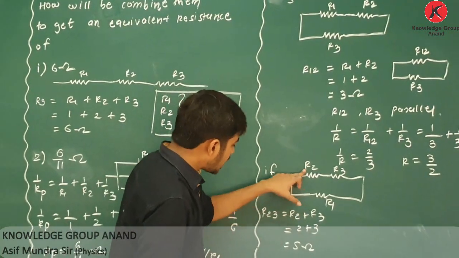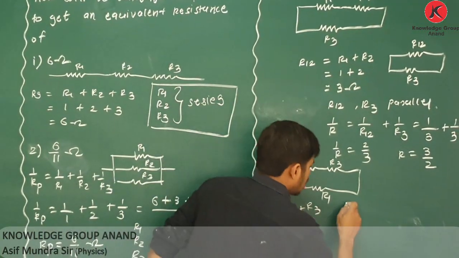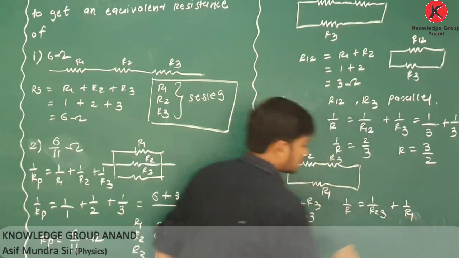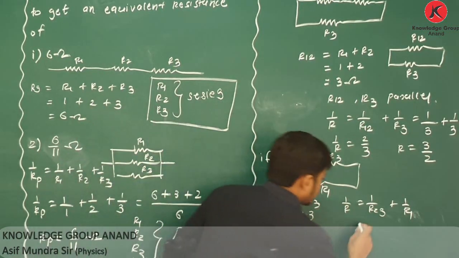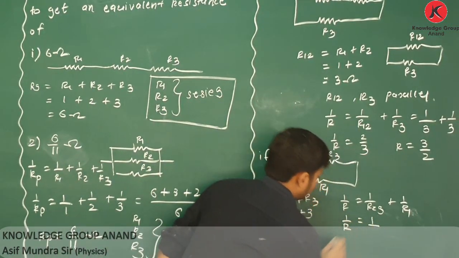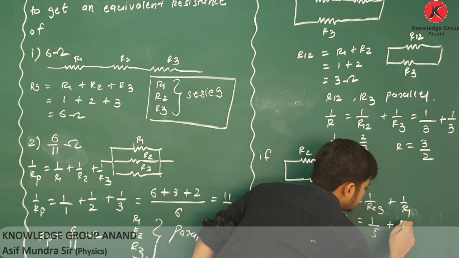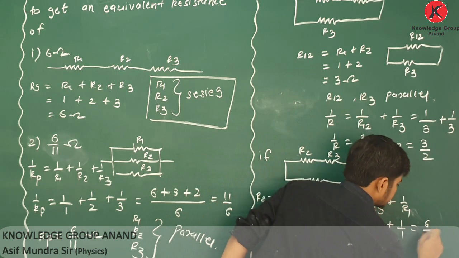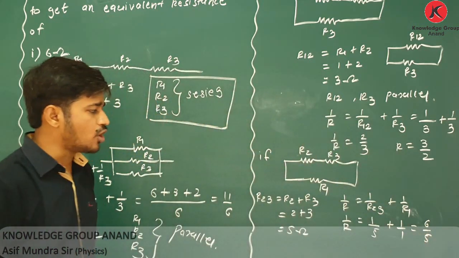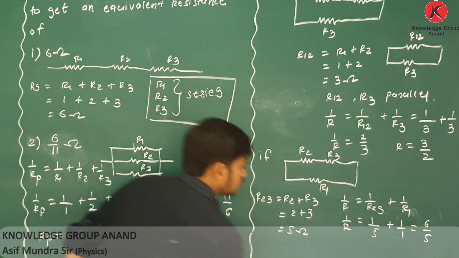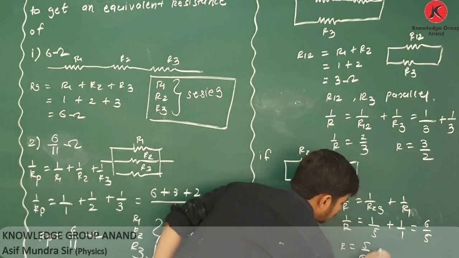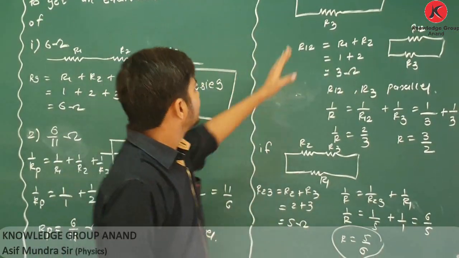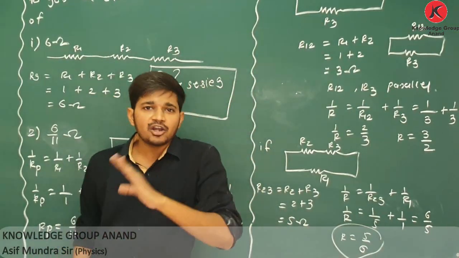Okay. Now this R23 and R1 are in parallel connection. So 1 upon R is equal to 1 upon R23 plus 1 upon R1. 1 upon R is equal to 1 upon 5 plus 1 upon 1, which is 1. So you will get 6 upon 5. Clear about this? So then what is your answer? R is equal to 5 by 6. Then again this assumption is also wrong, meaning these two cases are not possible.